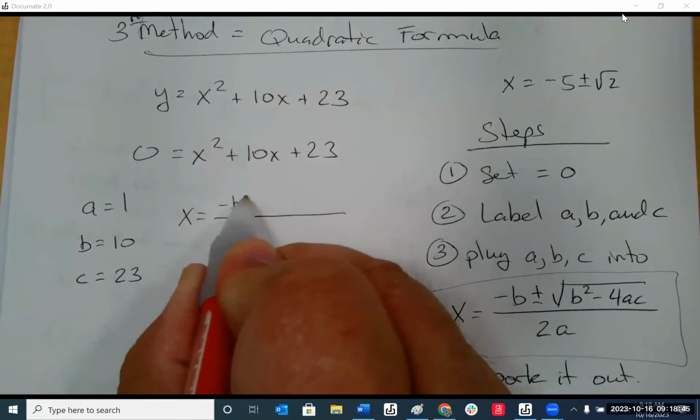So in here, we have negative b. So b is 10, so it's negative 10. B squared, b is 10 squared. 4 times a times c. 2 times a. We plug them in there. Now let's work it out.